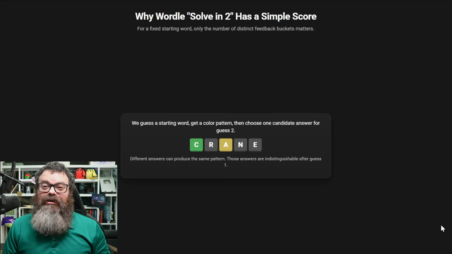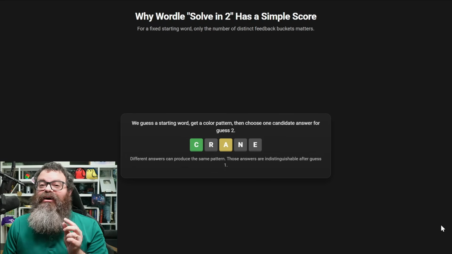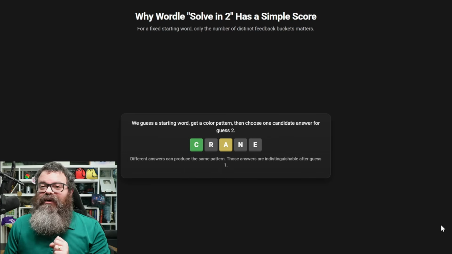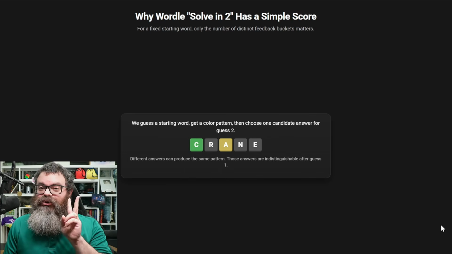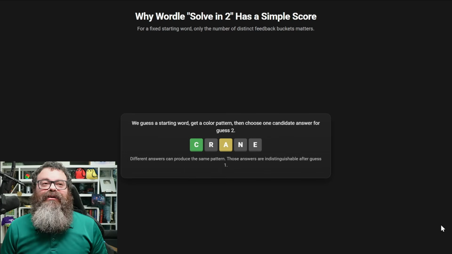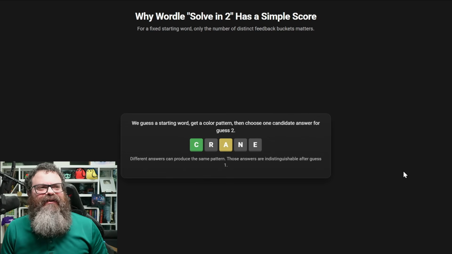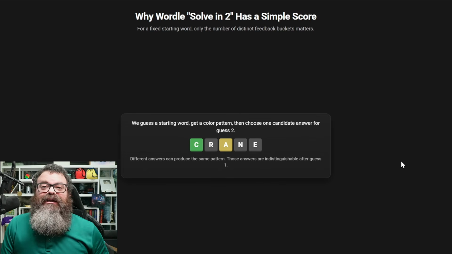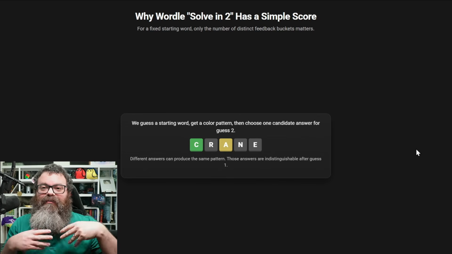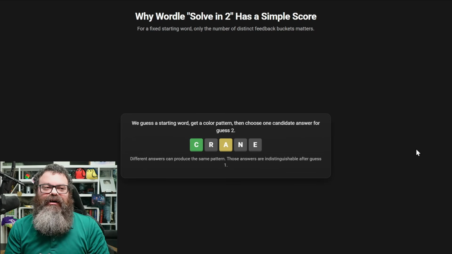There's a lot of discussion about what's the best Wordle starting word, but what I want to know is what is the optimal starting word if we want to get the answer in two as often as possible, and how much of an edge does that actually give us? Well, first we need to talk about what is the math behind that.